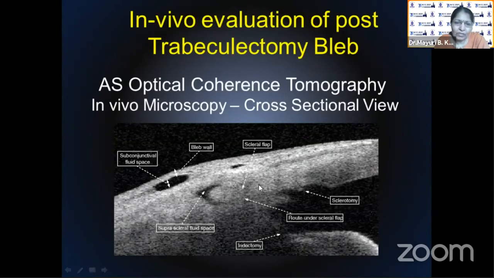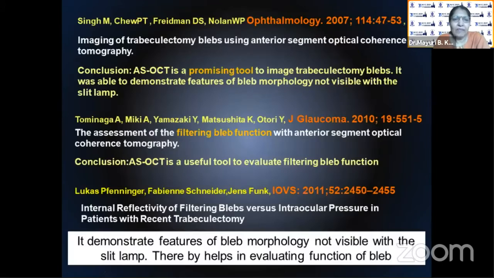It can show you the subconjunctival fluid spaces, separations, and bleb wall. Its morphology will tell you about the functionality. It also shows the suprascleral space, whether the route beneath the flap is patent or not, the sclerostomy, and the iridectomy. I will be talking on this in my further lecture.